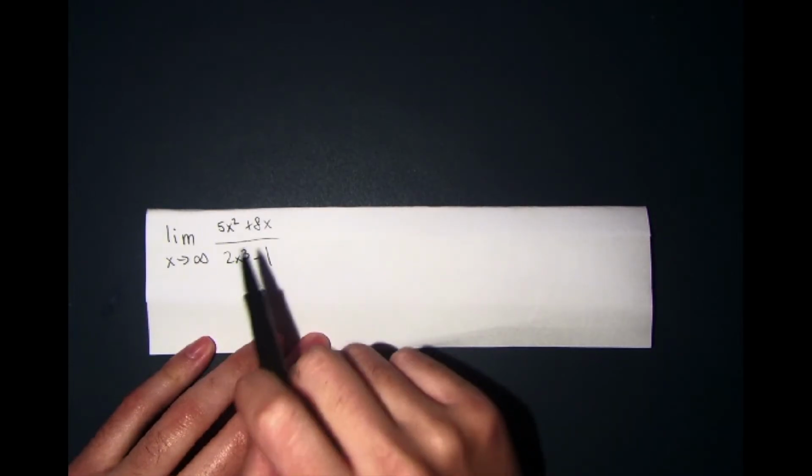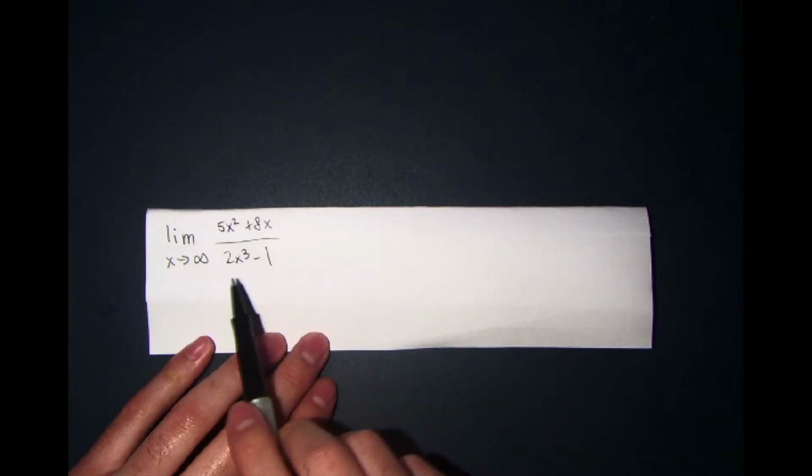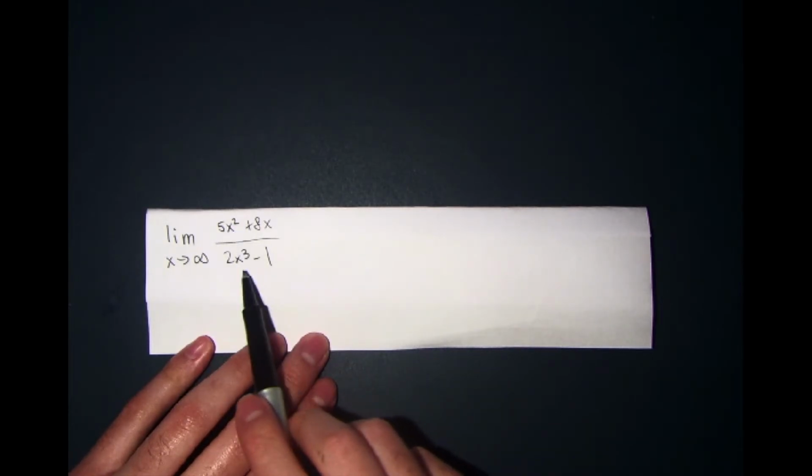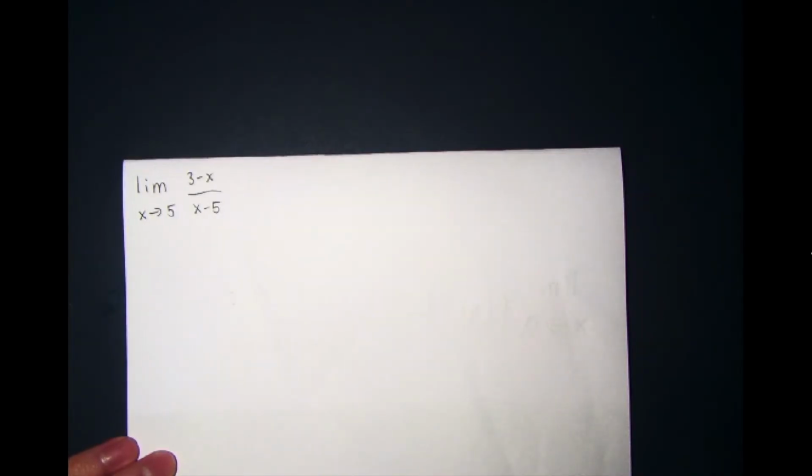So in this next example, the greatest degree in the numerator is going to be this 5x squared, whereas the greatest degree in the denominator is the x cubed. And because the denominator has a greater degree than the numerator, we already know that this limit is going to be equal to 0.